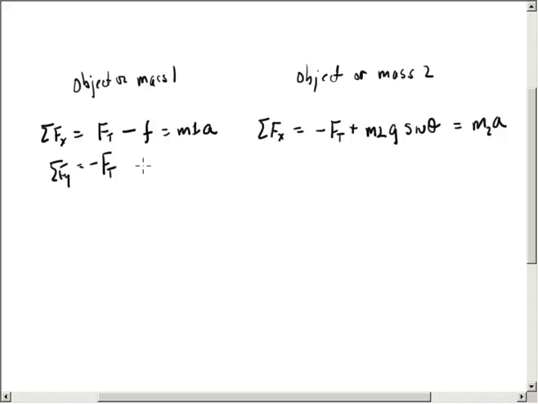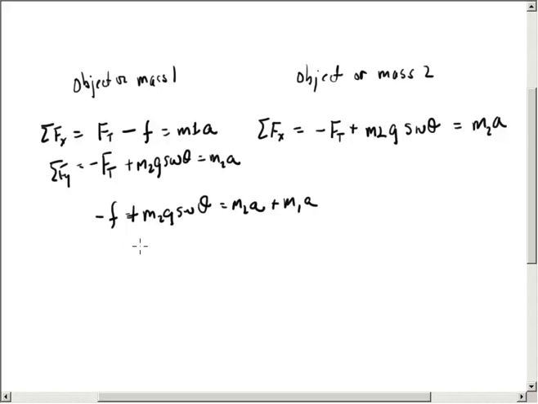Now we can always add two equations together. We just add the right hand terms together and the left hand terms. Plus m2 g sine theta will be equal to m2a. Now, notice we can get rid of the tension force, and we have minus F plus m2 g sine theta will be equal to m2a plus m1a.